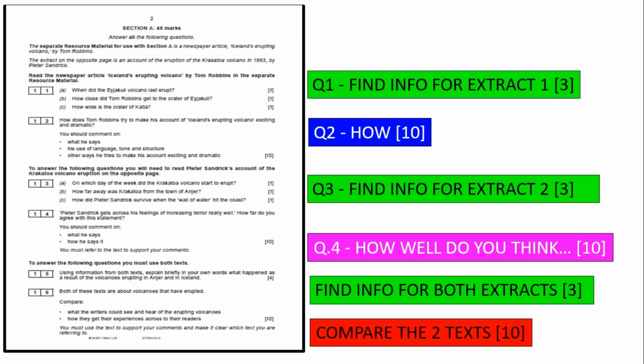Yeah, we've got 2 find info questions, well 3 really. Then we've got an opinion question for question 4, which is the one we're looking at, the language question for paper question 2, and the last one we compare the 2 texts.